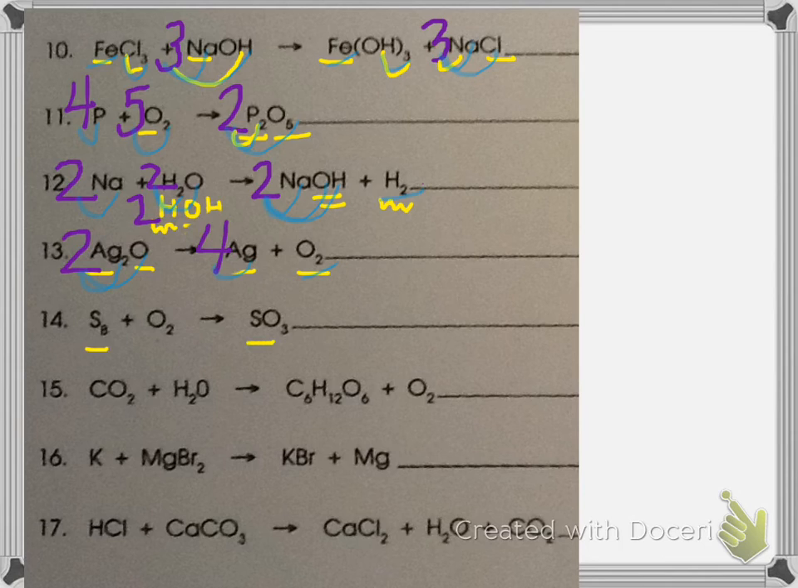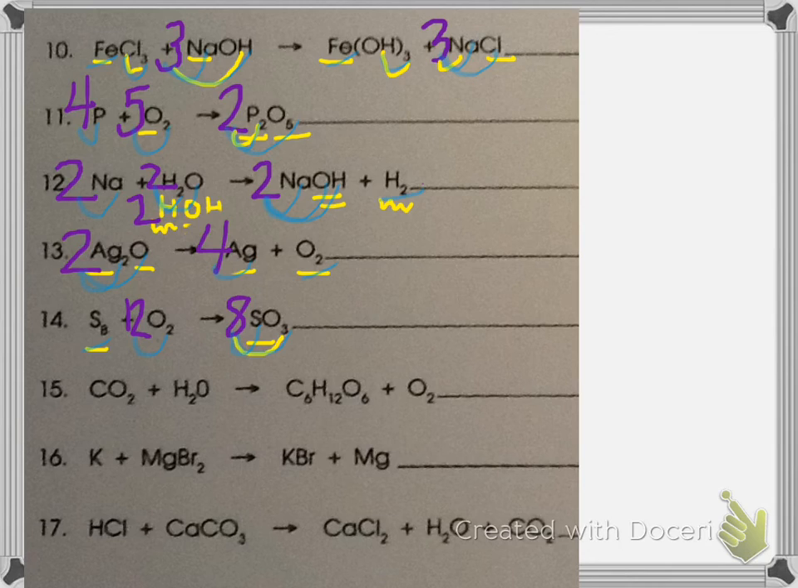Number 14. 8 sulfur, 1 sulfur. I need a coefficient of 8. I have 8 times 3, which is 24 oxygen. So I need 24 oxygen on my reactant side, so I need a coefficient of 12. 1, 12, 8. That's the lowest whole number ratio. I think we're balanced. We'll check it. Again, 8 sulfur, 8 sulfur. 12 times 2, 24 oxygen. 8 times 3, 24 oxygen. This is properly balanced.